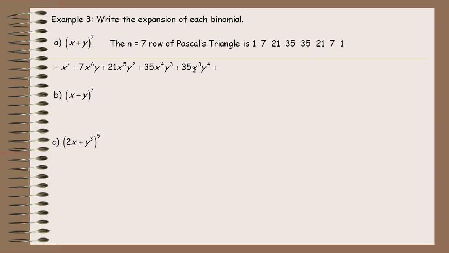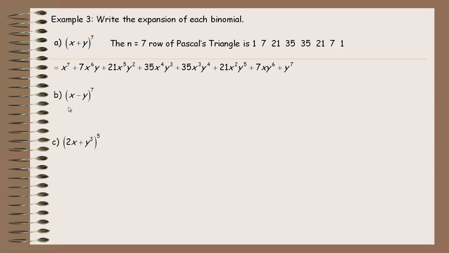Next coefficient, we've used the two 35s. Next one's 21. So 21 here, x becomes squared, the y becomes power of 5. And then using the 7, okay, x to the first, y to the 6, and then the last term would be 1, y to the power of 7. There's actually an x to the 0 here, but we don't write it normally because x to the 0 is 1. So y to the 7 is the last term.